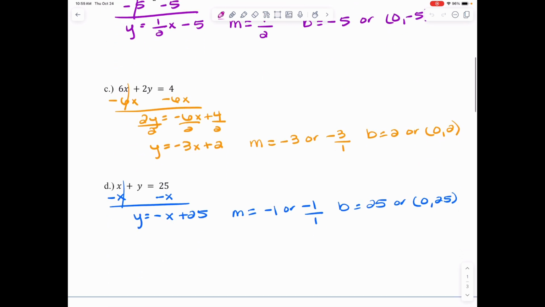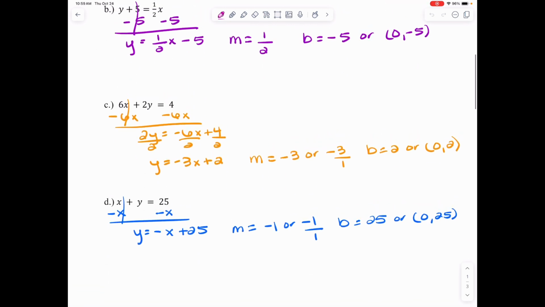Then in part C, I need to get the x's away from the y's, so I'm going to subtract 6x from both sides. Then we get 2y equals -6x plus 4. I don't want 2y, I just want one single y alone on that side. So we're going to divide every single piece by 2. Make sure not to leave any piece out. That gives you y equals -3x plus 2, which makes your slope or m value -3 or -3 over 1, with a y-intercept or b value of +2, which is the same as (0, 2) as a coordinate.